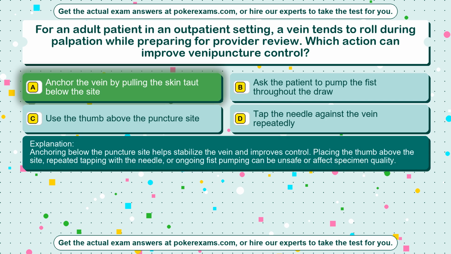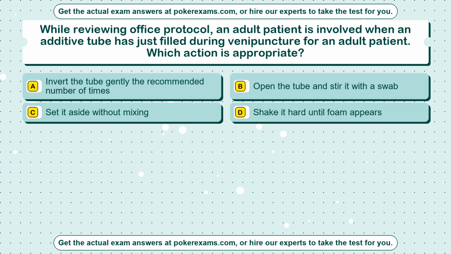Anchoring below the puncture site helps stabilize the vein and improves control. Placing the thumb above the site, repeated tapping with the needle, or ongoing fist pumping can be unsafe or affect specimen quality.